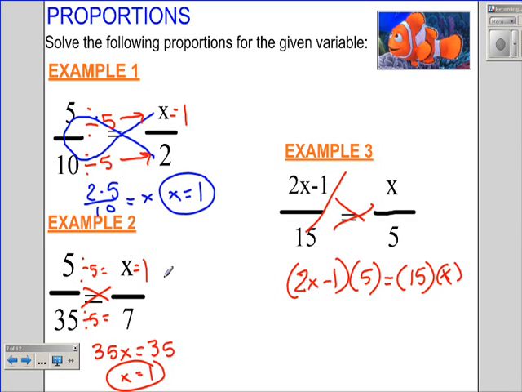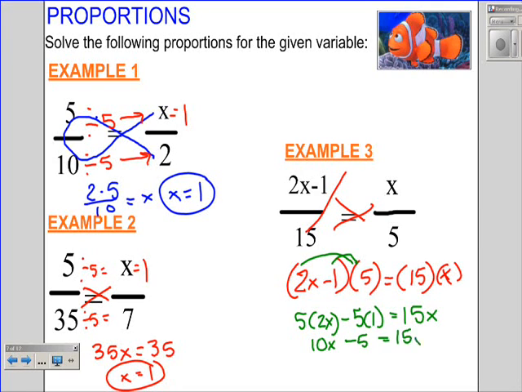So the first thing I need to remember is the distributive property to distribute this here. So I have 5 times 2x minus 5 times 1. And 15 times x, I'm just going to write as 15x. I know that. So I have 10x minus 5 equals 15x. And I need to get x by itself here.